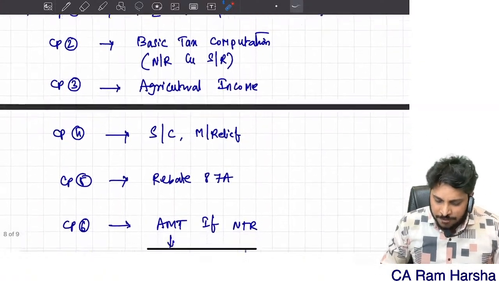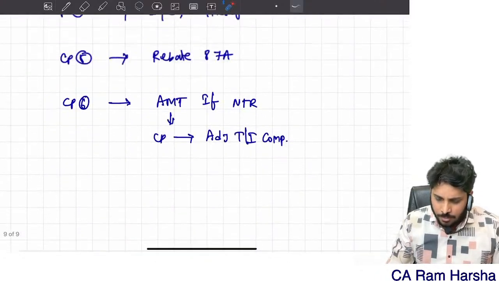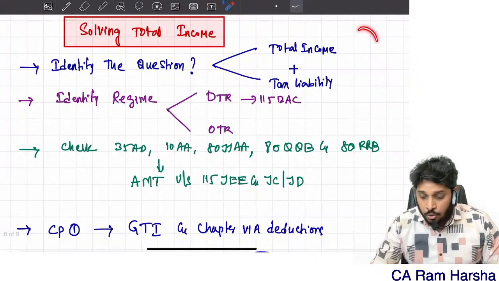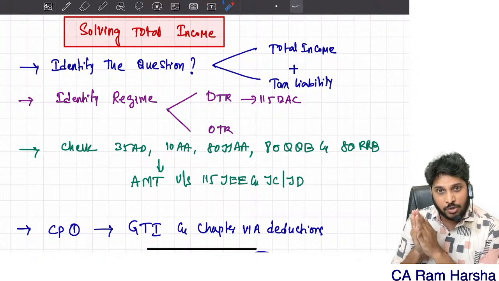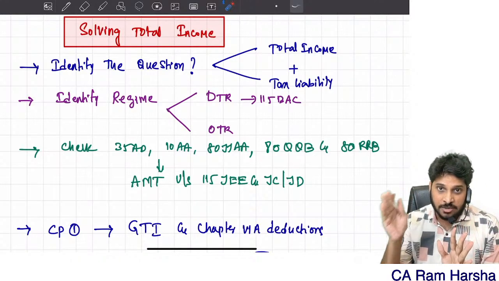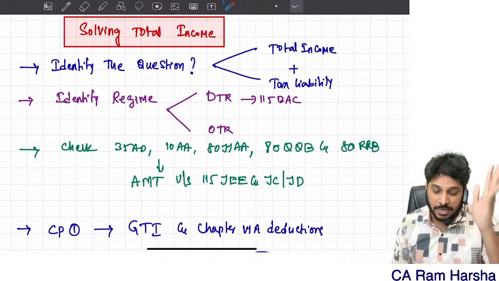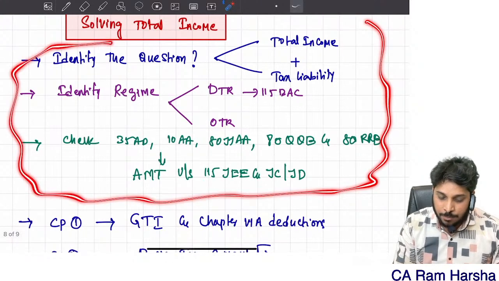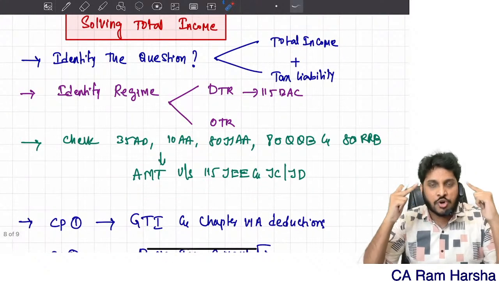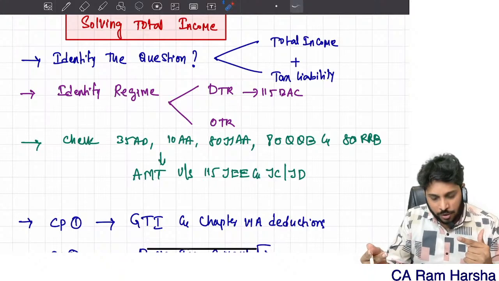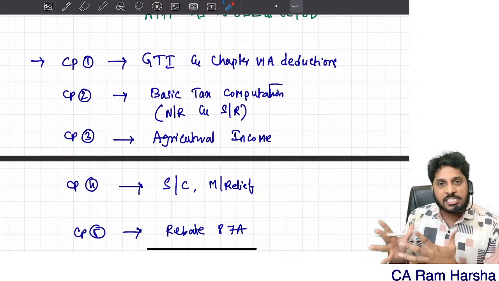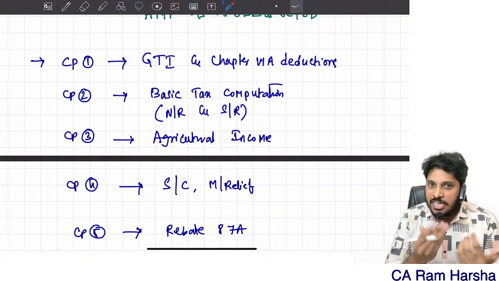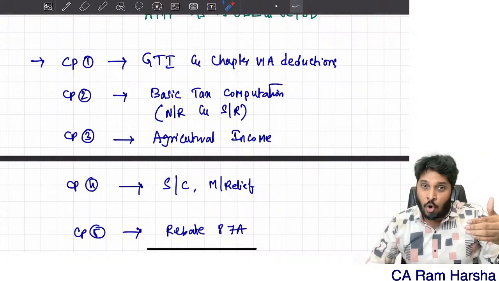Getting it? Now, first and foremost thing, how to identify what exactly they are expecting from you in a total income 15 marks question. These are the checkpoints which will freeze your mind on how to solve it. Okay, this is the first thing. Second thing, once you understand what they are asking, you will start computing each head of income, whatever incomes were there.